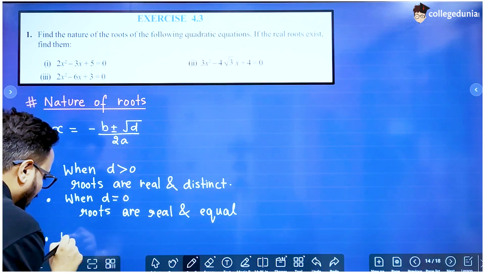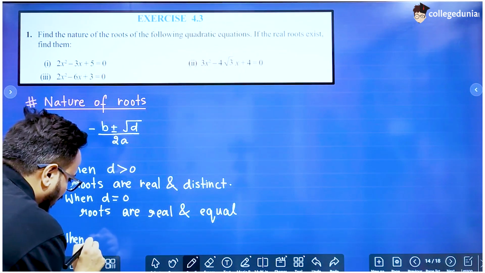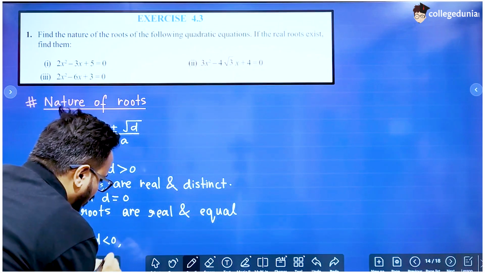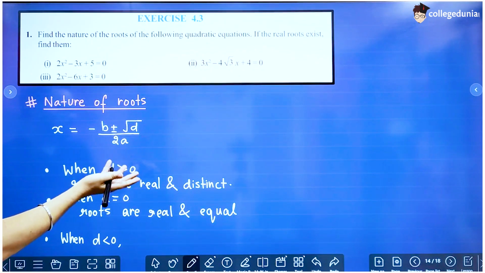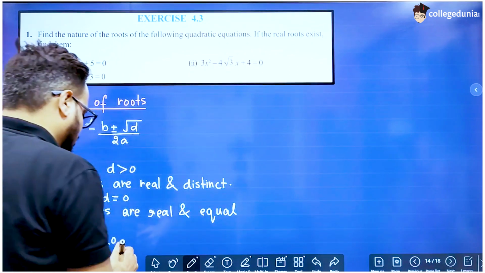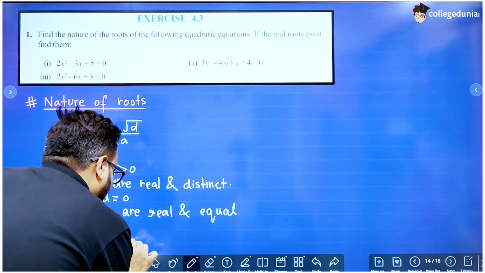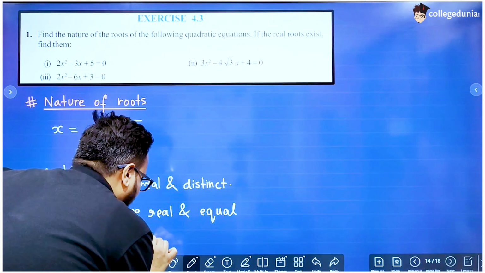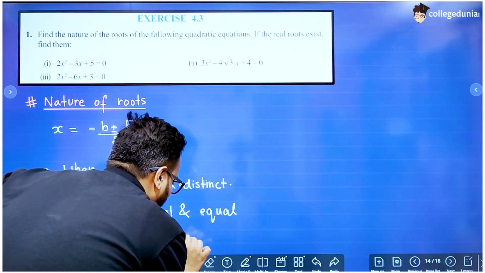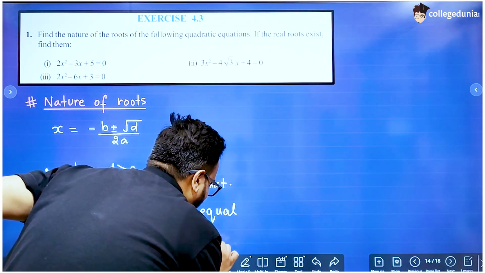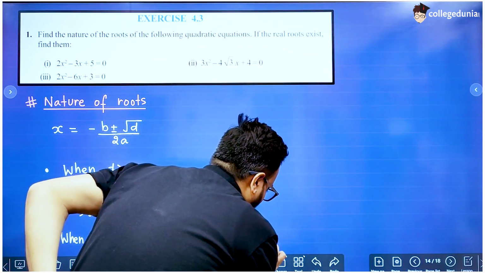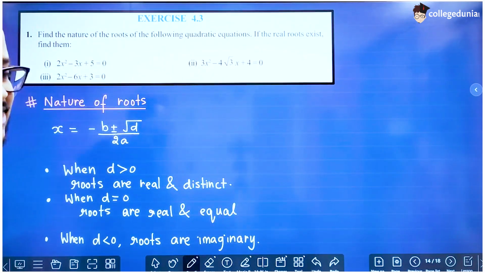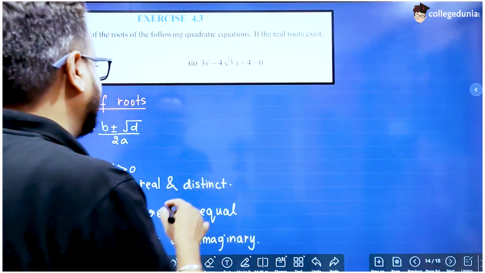And when the discriminant is less than 0, obviously when D is less than 0, the square root of negative numbers is not possible. So we will say that roots are imaginary, and in that case we are not going to solve the quadratic equation. Roots are imaginary. Right? Okay, let's take the example.